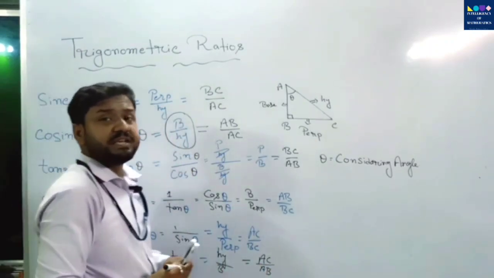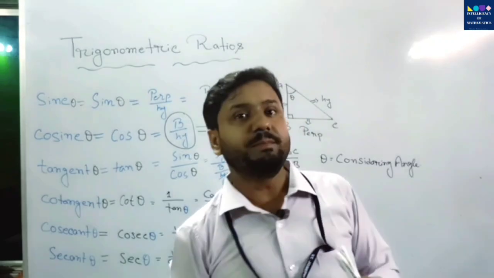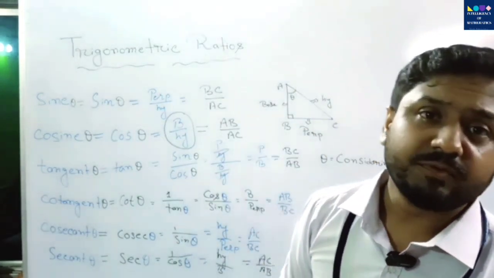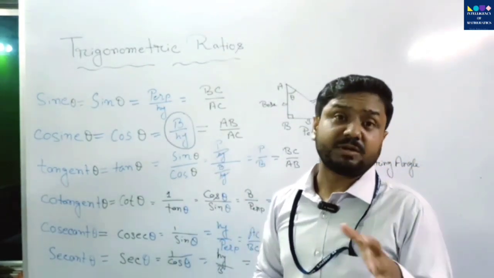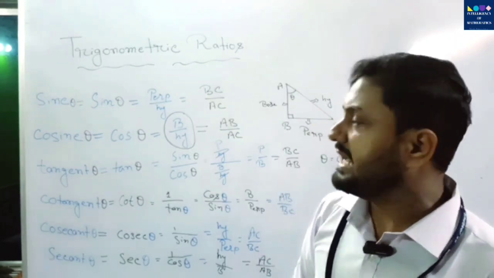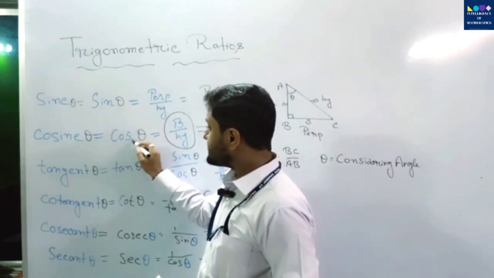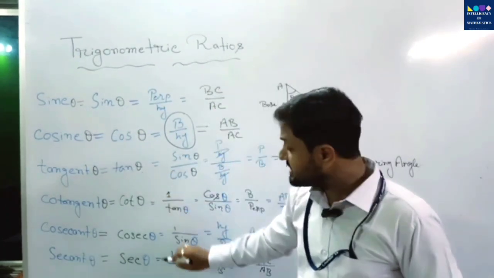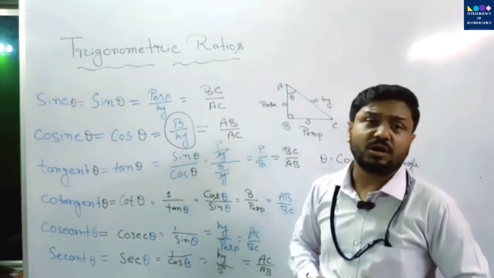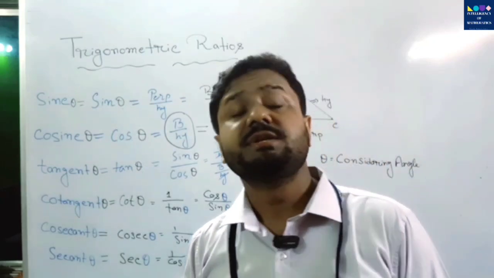So these are the 6 ratios which are the basics of trigonometry. If we go for any chapter of trigonometry next, we need these basics. Without sine theta, cos theta, tan theta, cot theta, cosec theta and sec theta, we cannot go ahead with trigonometry.